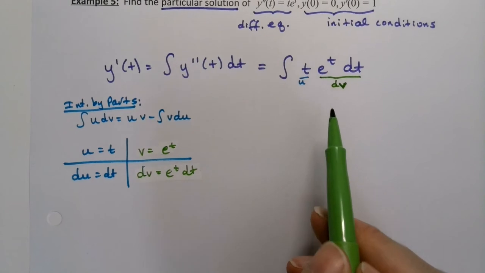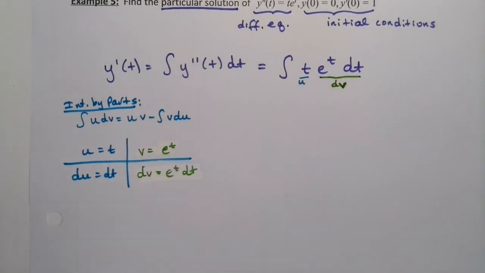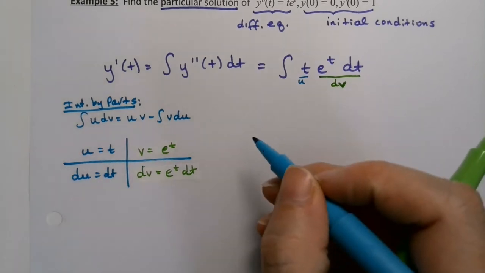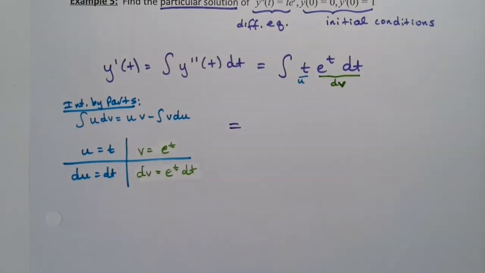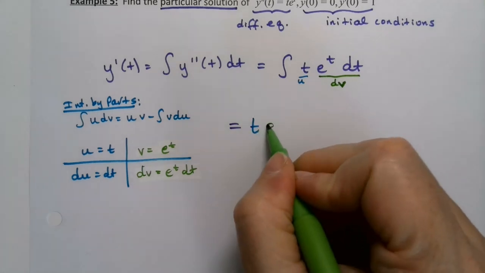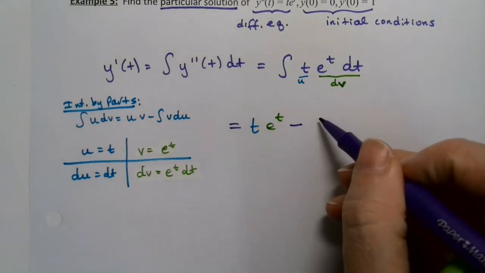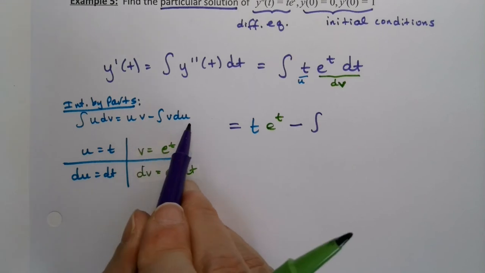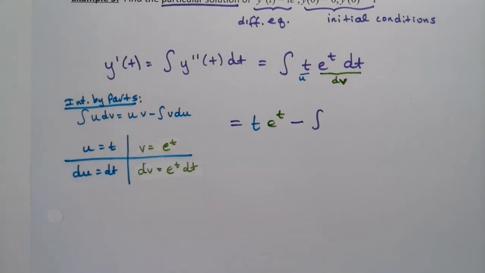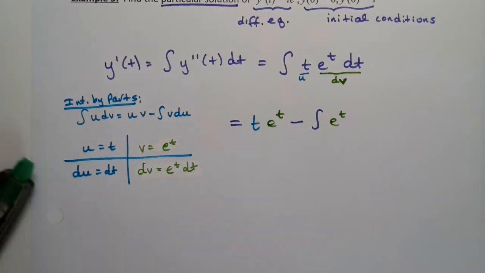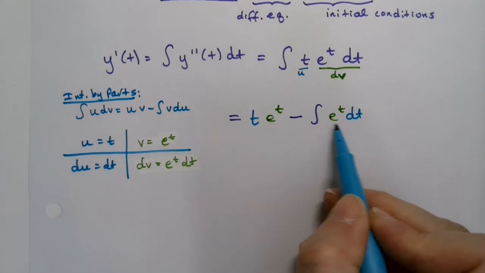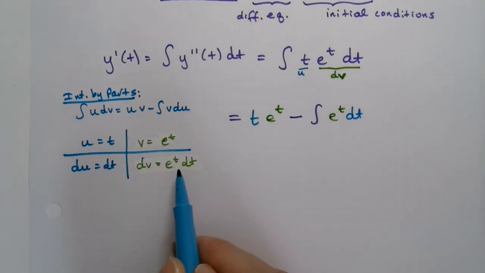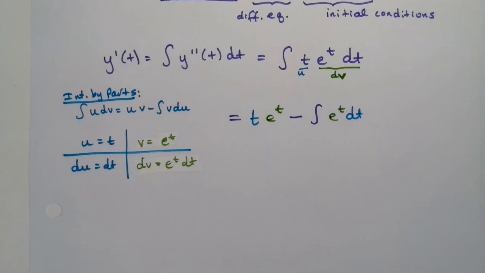There, I changed it to green just to make it a little bit easier to read. Okay, so now I want to do u times v. So that would be t times e to the t. So this is equal to t times e to the t minus the integral of v du. So v is e to the t. Du would be dt. Like that. Oh, okay, but we know what the integral of e to the t is. The integral of e to the t is e to the t. We just did it over here. That's why we love e to the t.